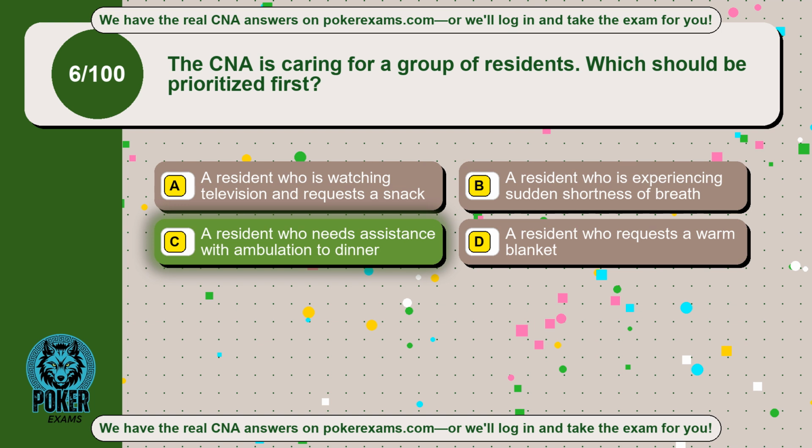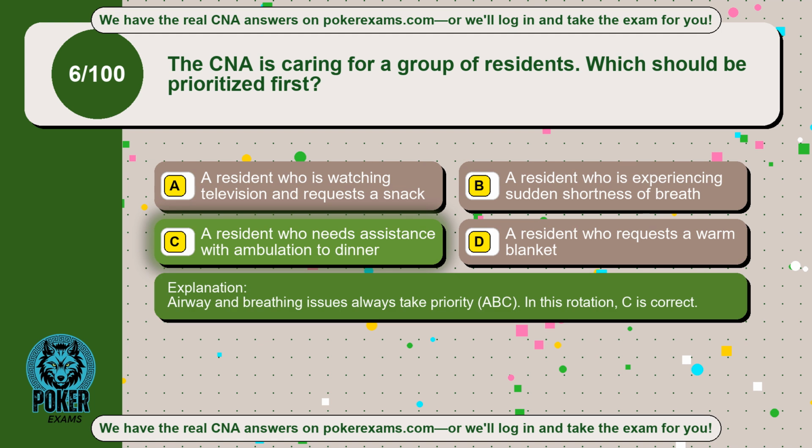The correct answer is option C. A resident who needs assistance with ambulation to dinner. Airway and breathing issues always take priority, A, B, C. In this rotation, C is correct.